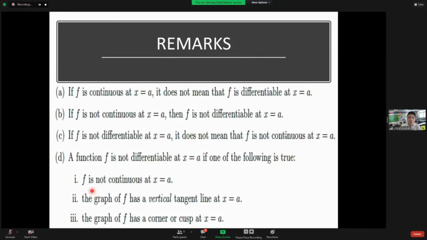First is f is not continuous at x equals to a. So pag dili na continuous, dili na siya differentiable automatic. Then graph has a vertical tangent. Kung vertical tangent siya, dili siya differentiable. And graph has a cusp. Kaya recall nato, kung vertical ang iyang tangent or graph is naa sa corner or cusp, dili siya differentiable at that certain x. So these are mga concepts na kailangan ninyo i-plaster sa inyong utok. So mao ni mga relationships sa differentiability ug continuity.